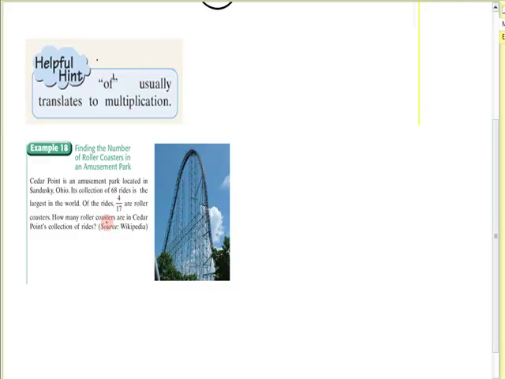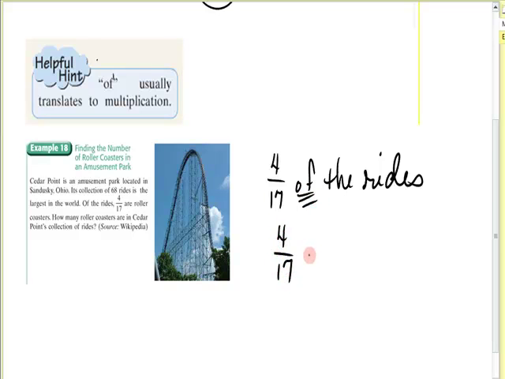For example, this is a problem out of your book. It says, Cedar Point is an amusement park located in Sandusky, Ohio. Its collection of 68 rides is the largest in the world. Of the rides, see the word "of," 4/17 are roller coasters. How many roller coasters are there in Cedar Point's collection of rides? So 4/17 of the rides. "Of" is 4/17 times the 68 rides.